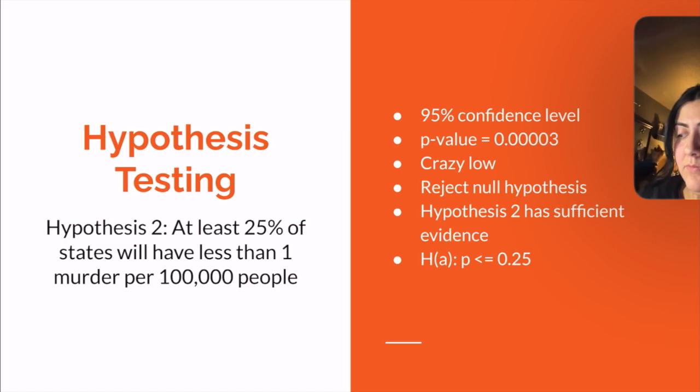And looking back on it, we probably would have been better off choosing a higher number than one here, because in our study, actually 0% of the states had less than one murder per 100,000 people. So we can conclude this hypothesis very obviously and by a lot.